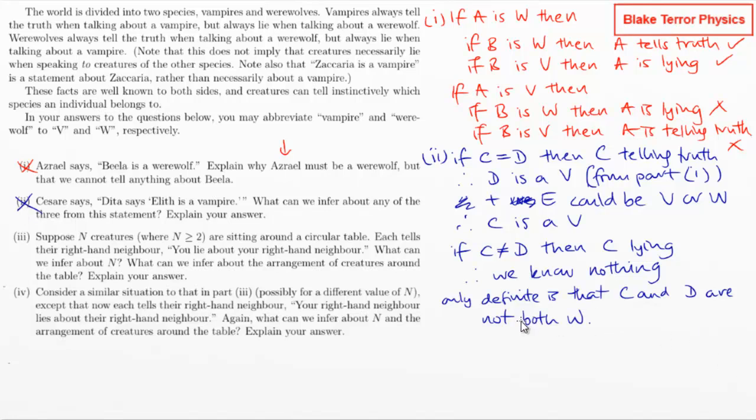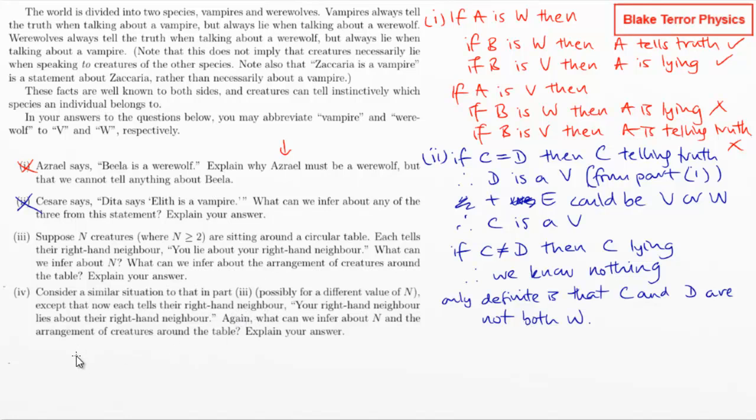Part 3: suppose n creatures, n greater than or equal to 2, so it's not just one person, sitting around a circular table. Each tells their right-hand neighbour, you lie about your right-hand neighbour. What can we infer about n? What can we infer about the arrangement of creatures around the table?